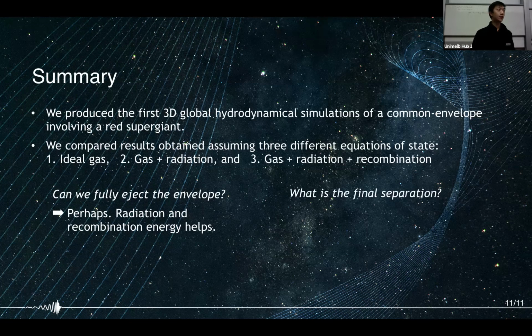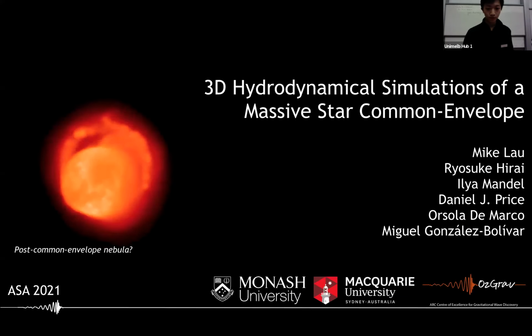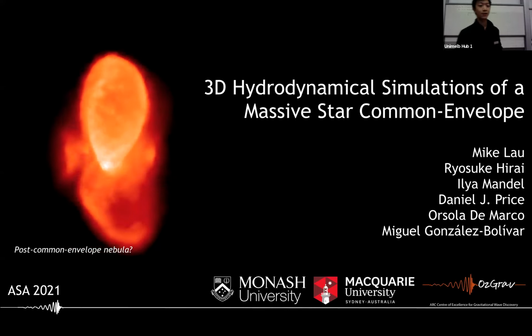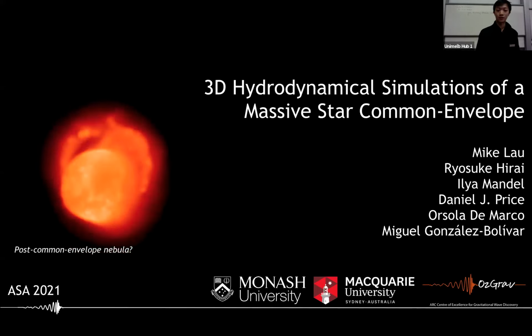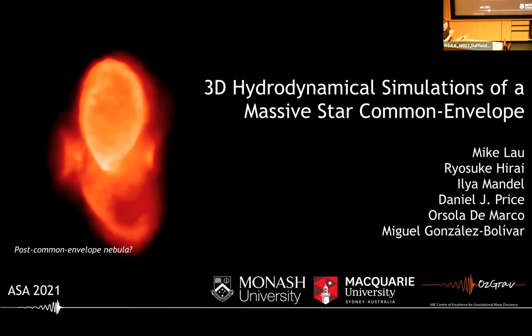And what is the final separation? The answer is that the result of our study is that it depends on the equation of state. We're able to stall earlier in the common envelope if we include more internal energy. And that's it. I'll leave you with this animation of the post-common envelope nebula that we get from our simulations. All right, thanks, and I'll now take any questions.